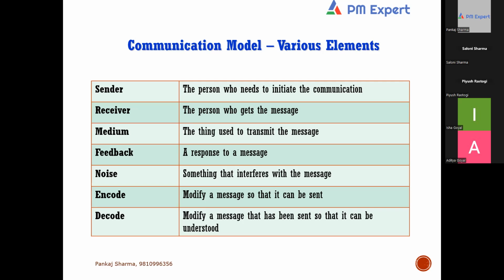So, now we'll go through all the important aspects of communication management, but before we go into details of those, first understand what a communication model is, right? Any communication model, does it consist of sender, receiver, medium, feedback, noise, encode and decode? Yes or no? Yes. Right.